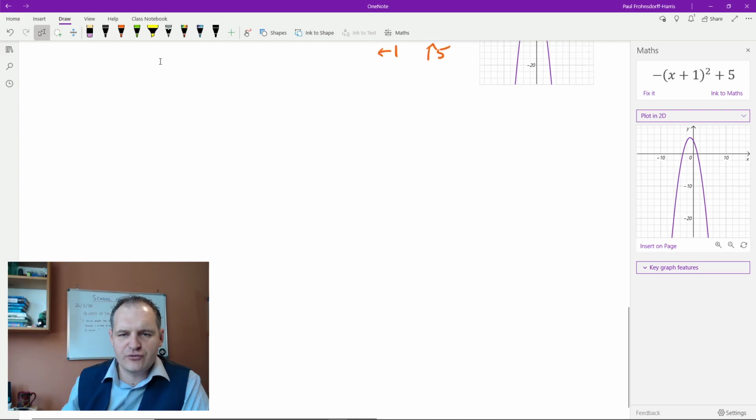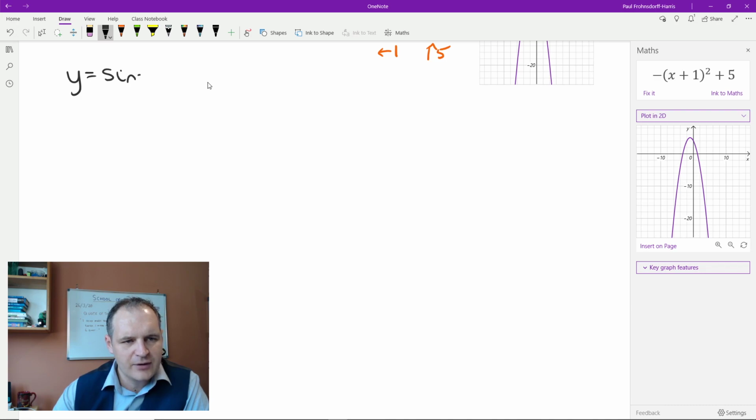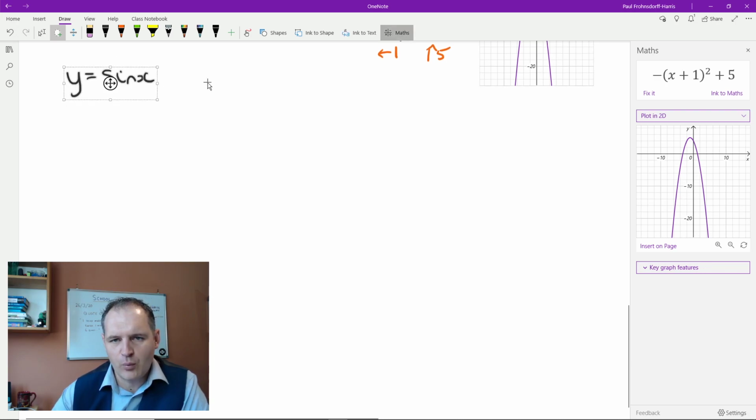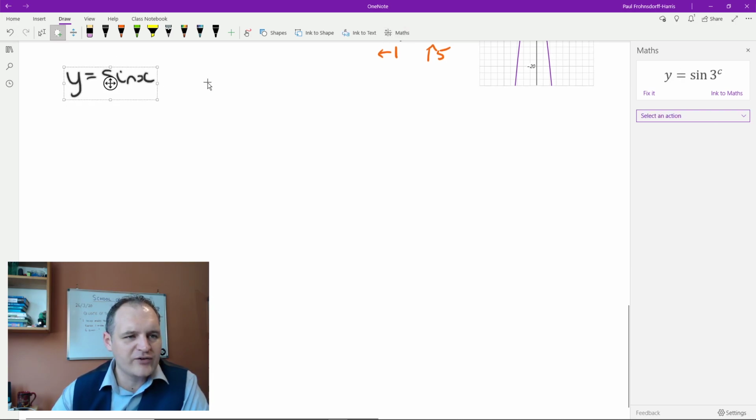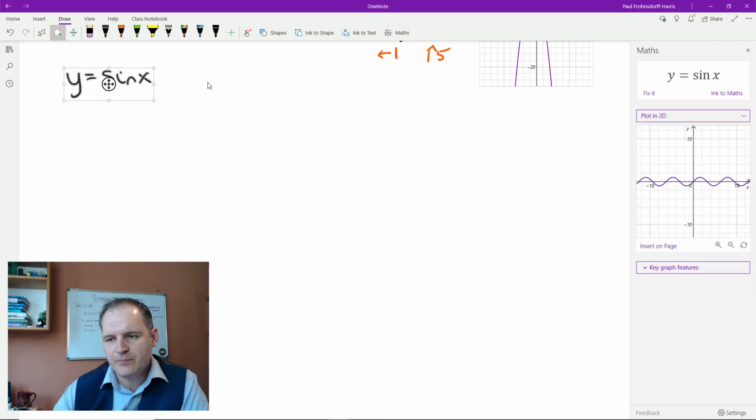Ordinarily, let's get a whole new page for this. Ordinarily, y equals sine x looks like this. I don't hold out much hope that it's going to read this, but we will see. No, it doesn't like it because I'm not being neat enough. Let's try that, and then circle it, and then turn to mouse, and it likes it.